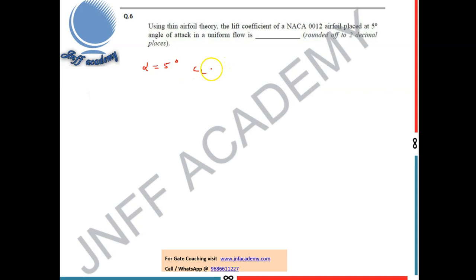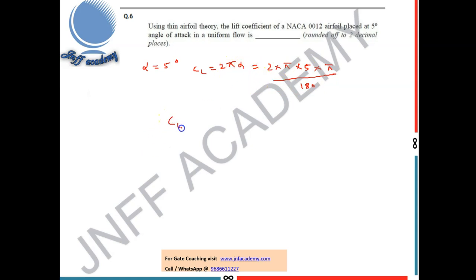So we know that from thin aerofoil theory, CL is equal to 2 pi alpha, which is equal to 2 into pi into, here only you have to be slightly careful. 2 pi is in terms of radians, alpha is given in terms of degrees. So you have to convert your 5 degree into the equivalent radians. So 5 into, how do you convert it? You have to multiply this by pi by 180. So if you multiply degrees into pi by 180, then it becomes radians, because this formula 2 pi alpha, 2 pi is in terms of radians.